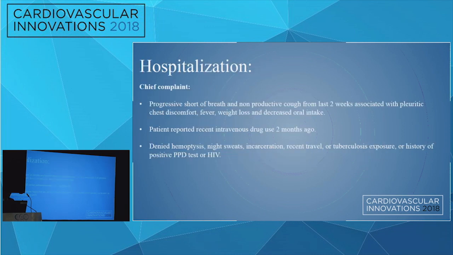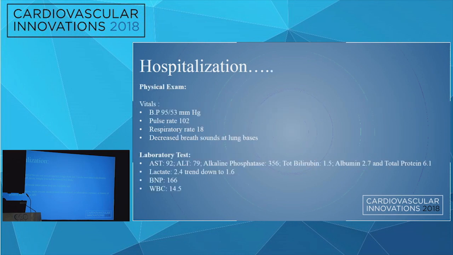He was admitted with a complaint of progressive shortness of breath and non-productive cough over the last 2 weeks, associated with pleuritic chest pain, fever, weight loss, and decreased oral intake. The patient reported recent IV drug abuse 2 months ago. He denied any hemoptysis, night sweats, incarceration, recent travel, tuberculosis exposure, or history of positive PPD or HIV.